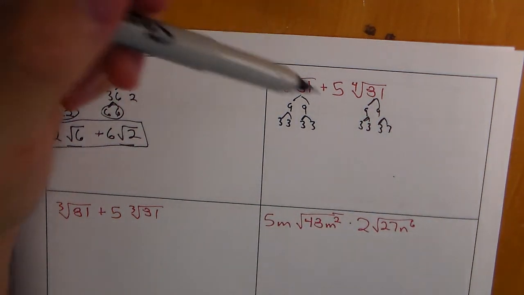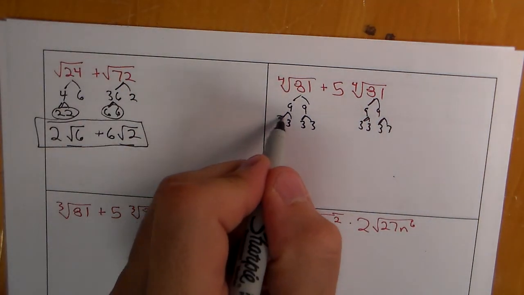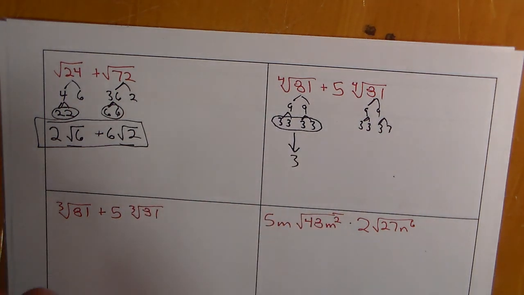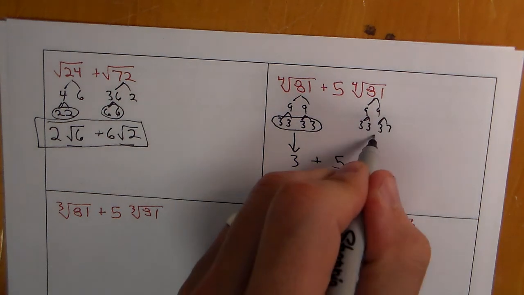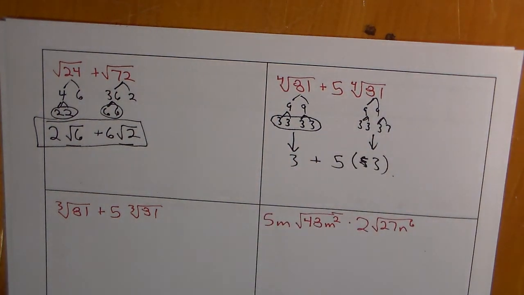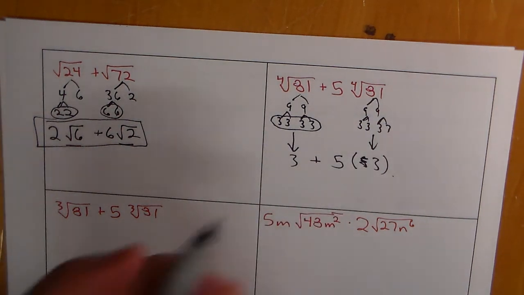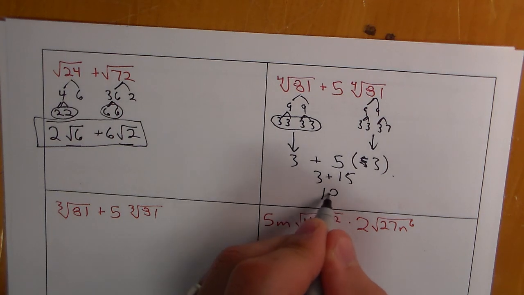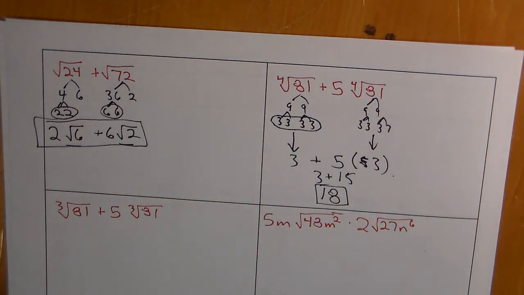So if we're looking here, the 4th root here, I can take out a set of 3's, so this whole thing becomes 3. Same thing applies there. That whole thing becomes 3. Now following just basic order of operations, 5 times 3 is 15. Bring down the 3. Our final answer is 18.